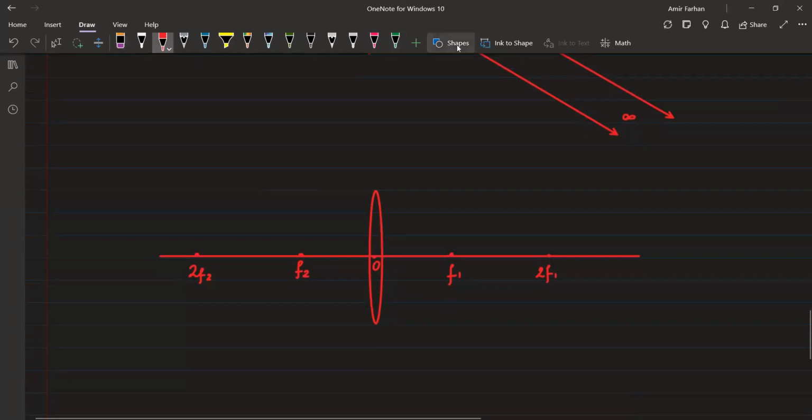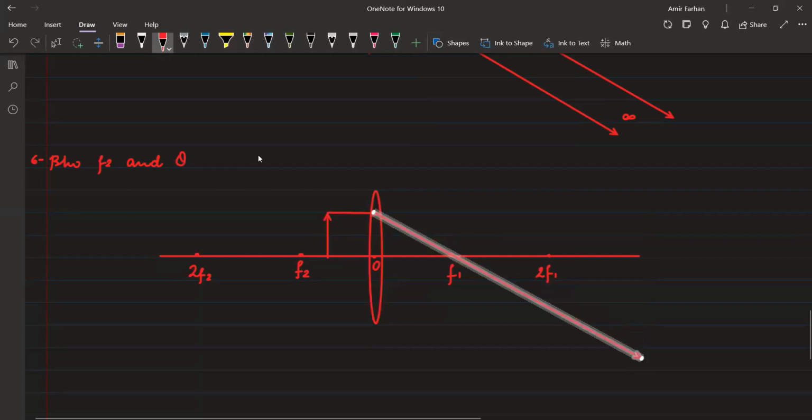Okay. So now this is the last case, similar to the concave mirror case. It means that your object is placed between F2 and O. So sixth case. The first ray will be parallel to the principal axis and it will pass through the focus.